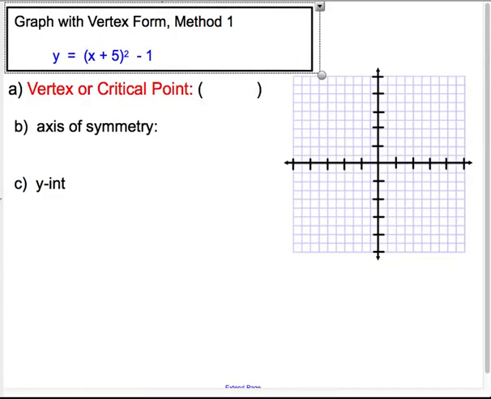So there's two methods for graphing with vertex form. For both methods, the first thing that you need to do is identify the vertex. So again, right here, we've got positive 5 inside the parentheses, so our x-coordinate is negative 5. Negative 1 outside the parentheses, so that's normal, so our vertex is negative 5, negative 1. The axis of symmetry is x equals the x-coordinate of your vertex, x equals negative 5 on this one. And then find the y-intercept. So remember that's substituting 0 for x and solving for y.